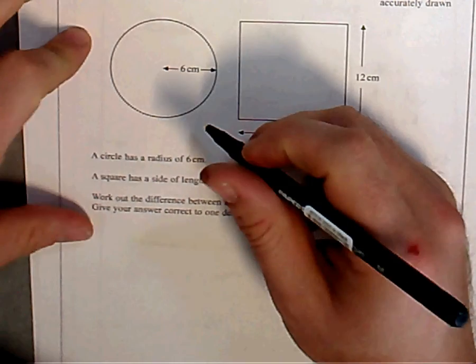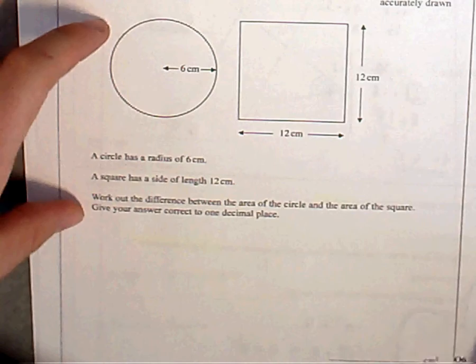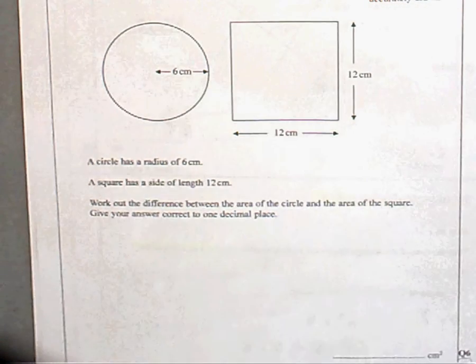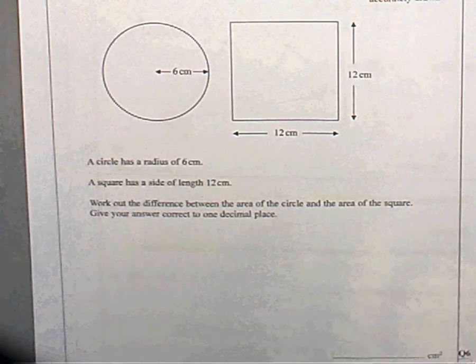Before I read the question, I understand that I've got to use something to do with a circle, so I'm either thinking pi r squared or I'm thinking pi d. One gives me the area, one gives me the circumference. So let's read the question.